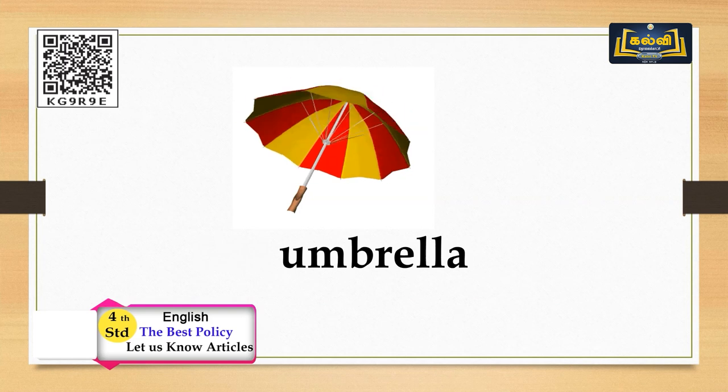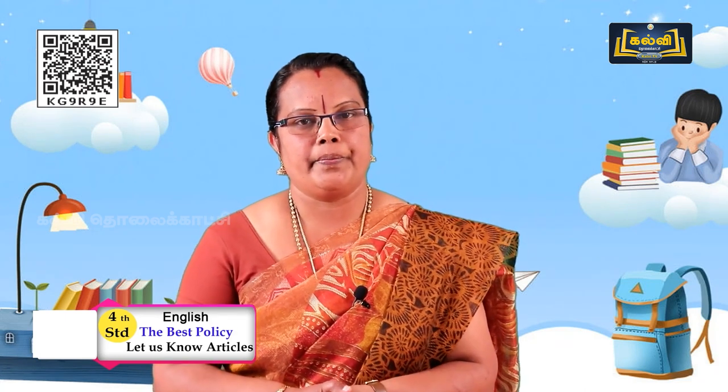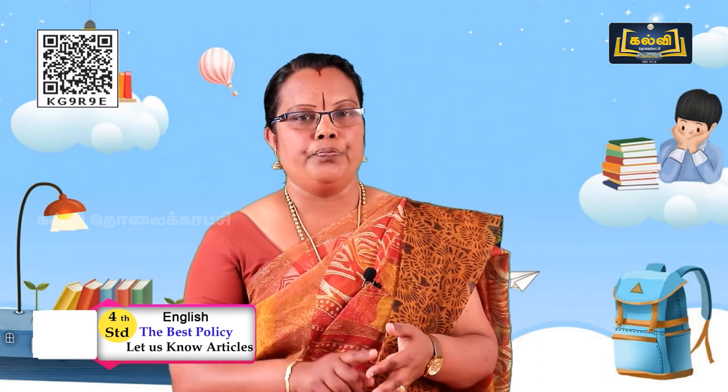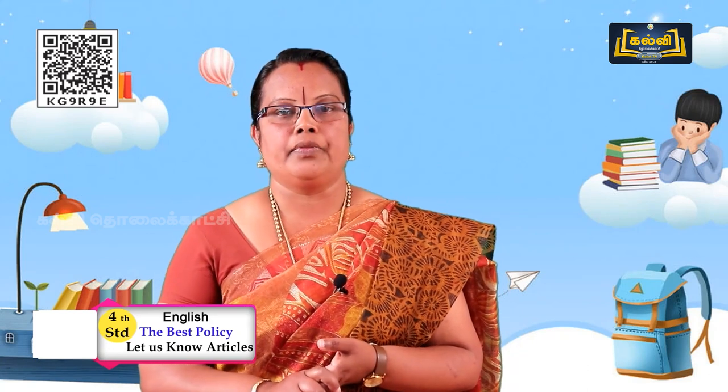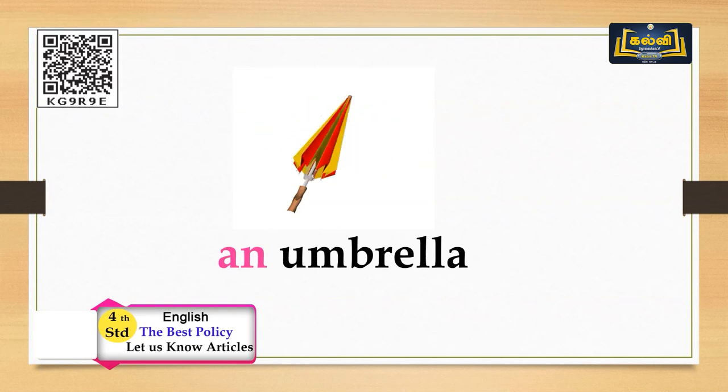Beautiful umbrella. So before this word umbrella, what article should you use? Think over. We should use the article an before the words that begin with the sounds of A, E, I, O and U. Here the word umbrella begins with a vowel sound, so an umbrella. An umbrella.